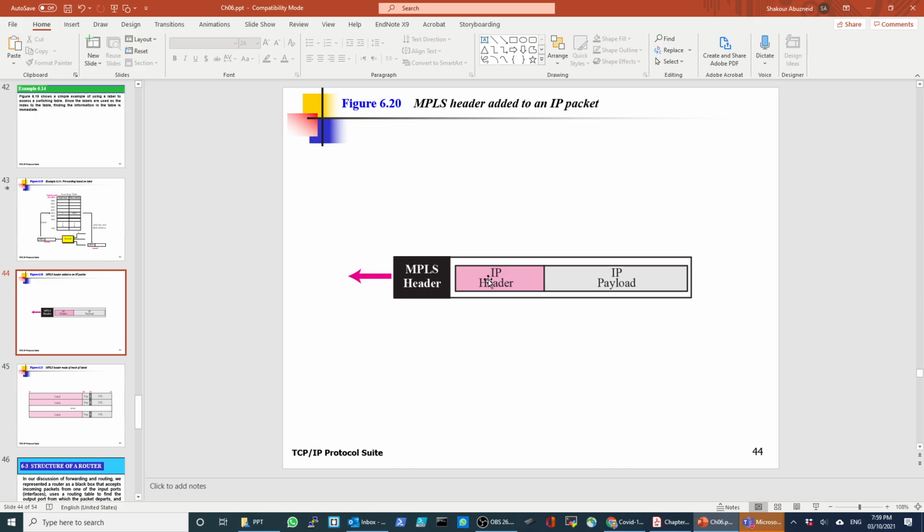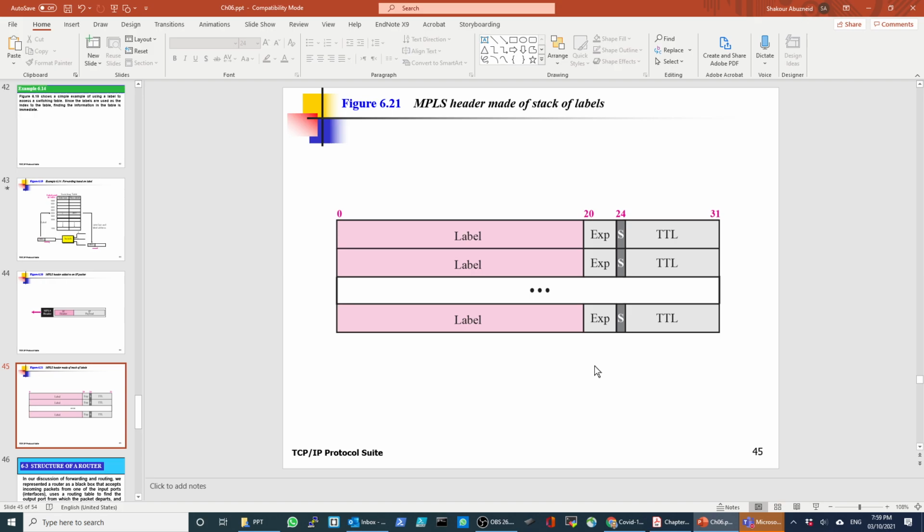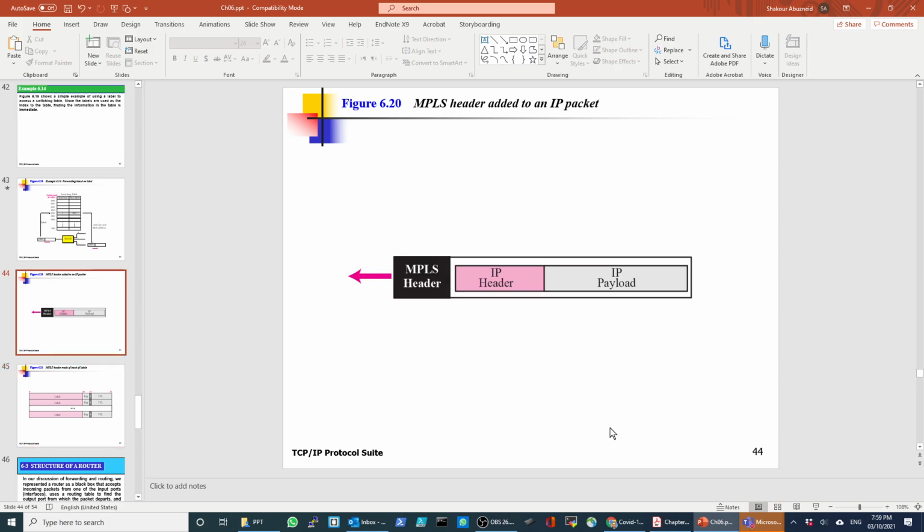So we created a layer between the data link layer and the network layer. We added another layer. Remember that we have the physical layer, then the data link layer, then the network layer, right? So we created a sublayer between the data link layer and the network layer, and the whole IP packet is encapsulated as a payload in the MPLS packet.